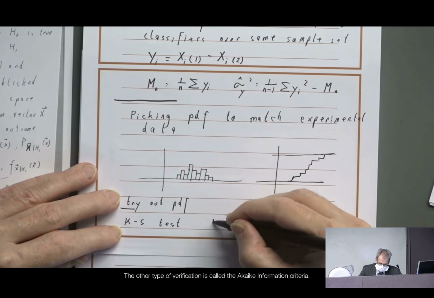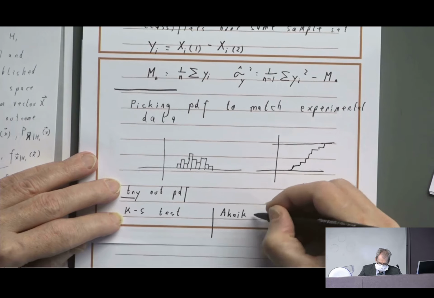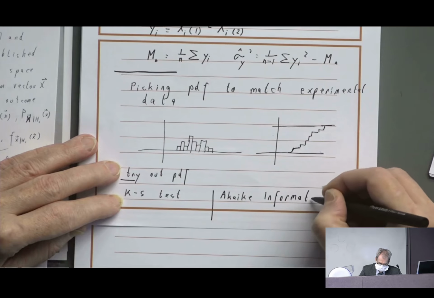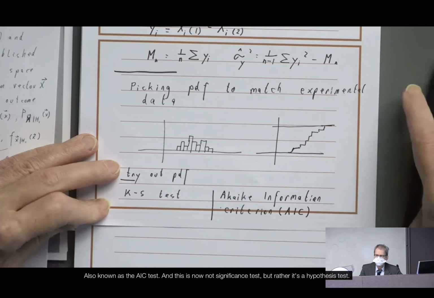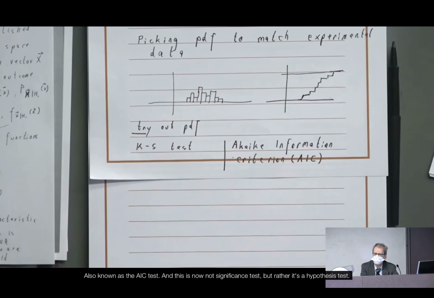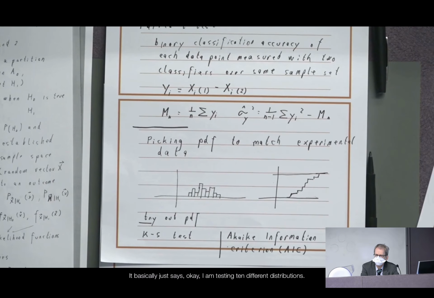The other type of verification is called the Akaike information criterion, known as the AIC test. This is not a significance test, but rather a hypothesis test. It basically says, okay, I am testing 10 different distributions. I need to pick one of them. Which one is the best? And there are separate steps for how you can go about this.